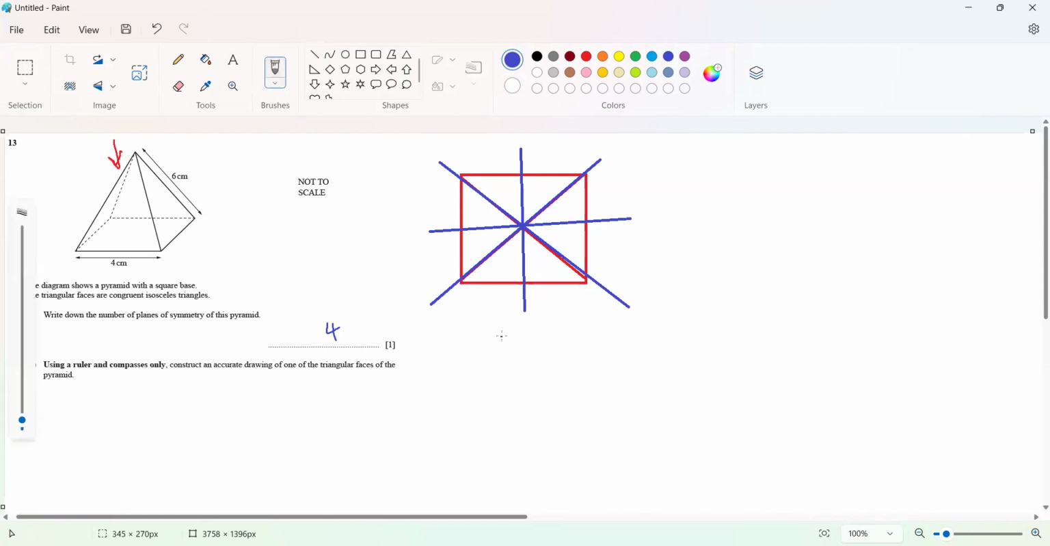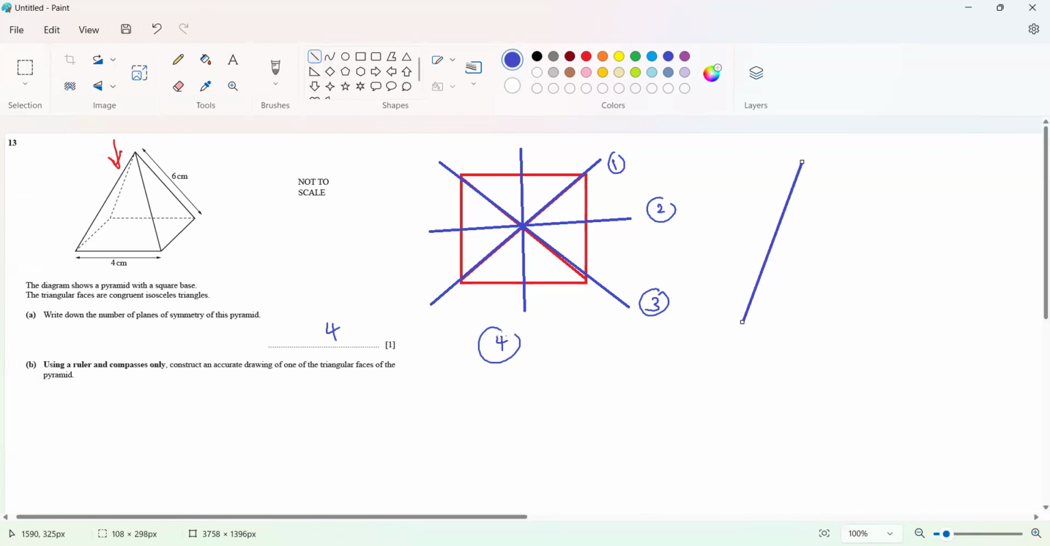So this is how we look at it. There are 4 planes of symmetry. These are 1, 2, 3, and 4, right? So for part B, using ruler and compass only, construct an accurate drawing of one of the triangular faces. So one of the triangular faces has sides 4, 6, and 6, right?